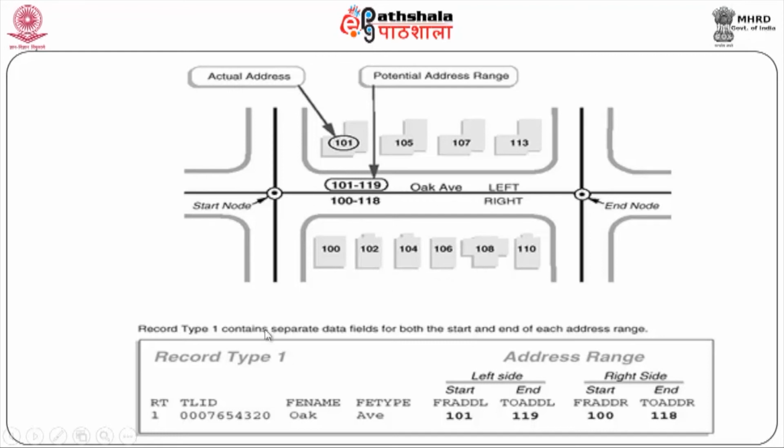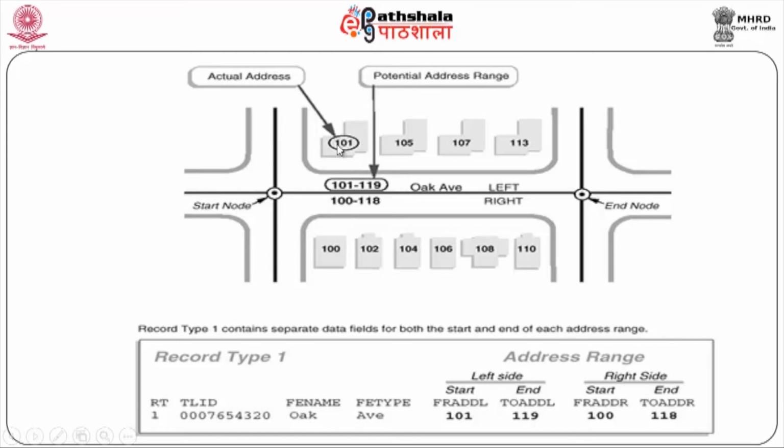So for Oak Avenue, how does the record look? This will be the point and this is the ID, and the feature name is Oak, and the type is Avenue. Remember, they call it road or avenue. And the starting values are 101 to 119 on the left side and 100 to 118 on the right side. So this is topologically integrated. Because of this, it will be easy to store the data. For any kind of access, it just has to look at the number and the ID. Once the ID is there, automatically the system will retrieve the data and display it on the monitor, or store it elsewhere.